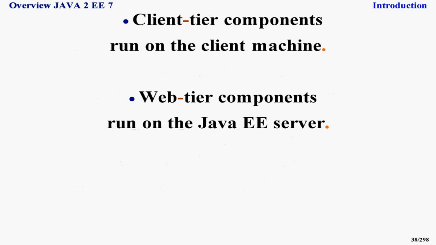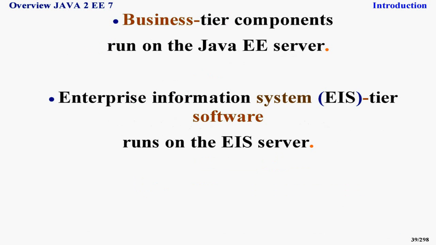Client tier components run on the client machine. Web tier components run on the Java EE server. Business tier components run on the Java EE server. Enterprise Information System (EIS) tier software runs on the EIS server.